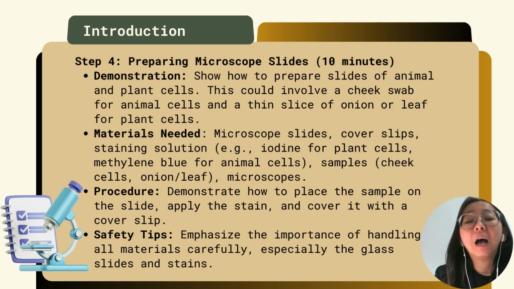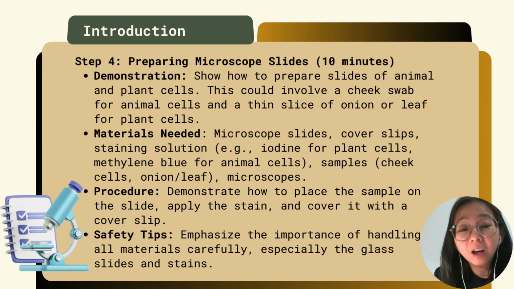For example, microscope slides, cover slips, staining solution, samples, cheek cells, onion or leaf, and of course the microscopes. We will also demonstrate the procedure of how to place a sample on the slide, apply the stain and cover it with a cover slip. Last but not least, we will share with the students the importance of handling all materials carefully, which is the safety tips, especially for the glass slides.